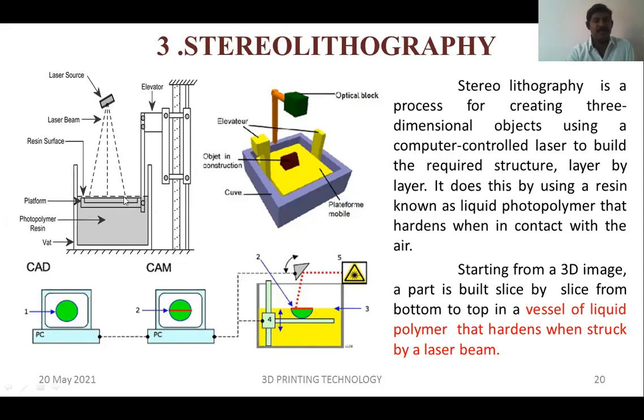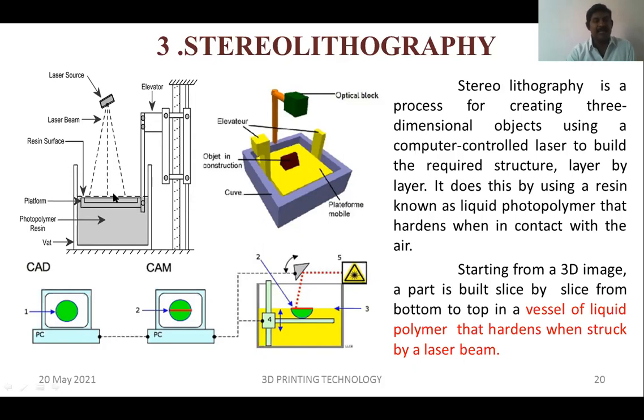After completion of one layer, the laser source stops the laser and the elevator will move downward one step. Again, the laser will move onto your photopolymer resin. So this process is called stereolithography. Layer by layer, the elevator will move from top to bottom. That is, for every layer, the elevator will move down.